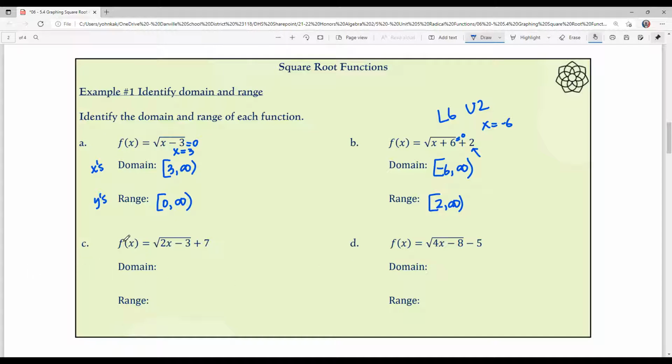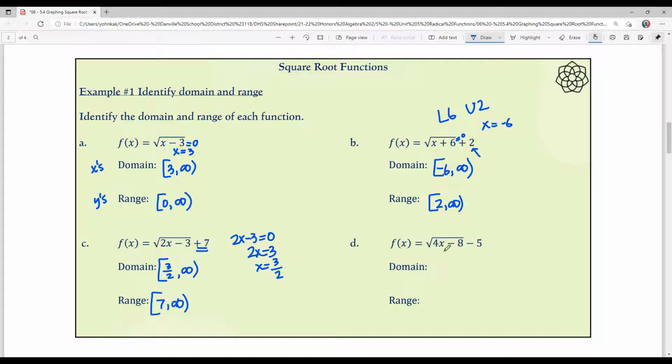If we look at letter C, f of x equals the square root of 2x minus 3 plus 7. My domain is going to be whatever makes the stuff underneath my radical equal to 0. So if I do 2x minus 3 equals 0, I solve for x. I get x equals 3 halves. So I'm going from 3 halves to infinity. My range is going to be connected to this plus 7. That means 7 units up. So I'm going to go from 7 to infinity.